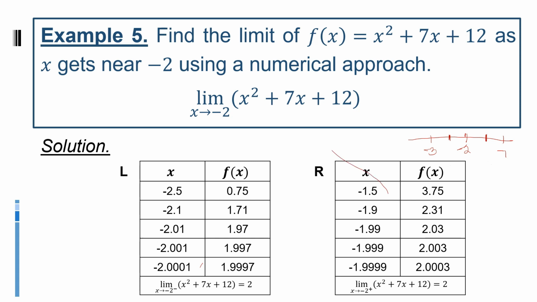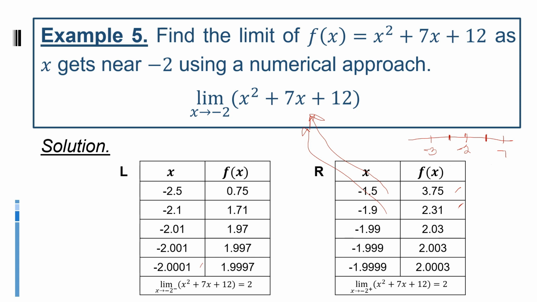Sa kabilang side naman, so let's use negative 1.5. And if we plug in negative 1.5, that is 3.75. Ngayon, palapitin natin, negative 1.9. So, plugging in, we have 2.31. Mas palapitin pa natin, using negative 1.99, that becomes 2.03. And negative 1.999 is 2.003. While negative 1.9999 is 2.0003.